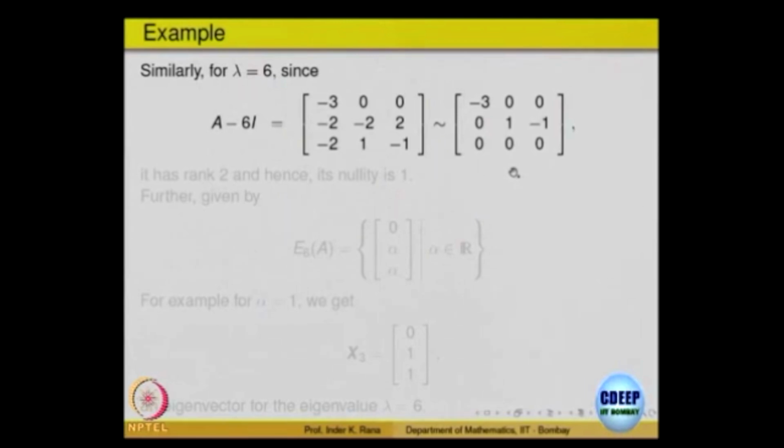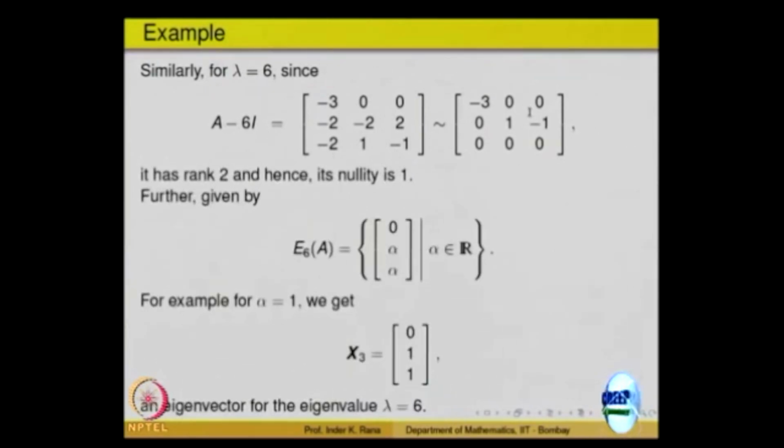Okay, and how will you get the solution? x2 minus x3 is equal to 0. x3 will be given the arbitrary value and x2 determined in terms of that, right? And when you put those values here, you get the value of x1. But anyway, the first equation gives you x1 is equal to 0. So you get the eigen subspace corresponding to that as (0, alpha, alpha) when you put that value.